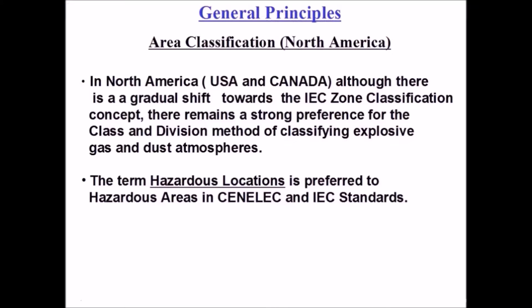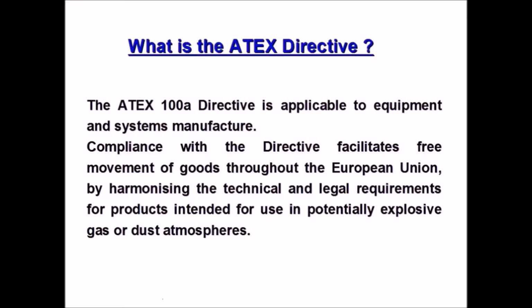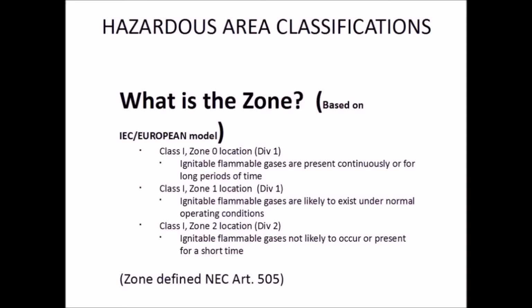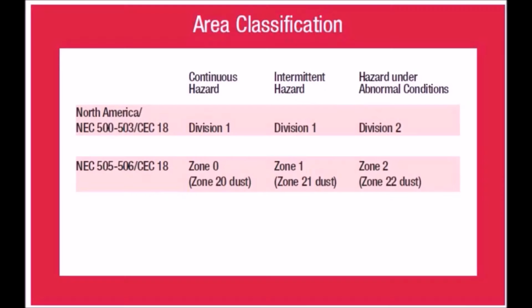In North America, there is now a shift towards the IEC zone classification and ATEX directives. The key elements of IECEx and ATEX: they are technically identical standards. When using IEC standards, a single set of tests and assessments can be used for both, and the QA audits are the same. To start the explanation of the European model, the discussion starts with the zone. Here is the zone based on the IEC European model. A chart of classification is presented here.